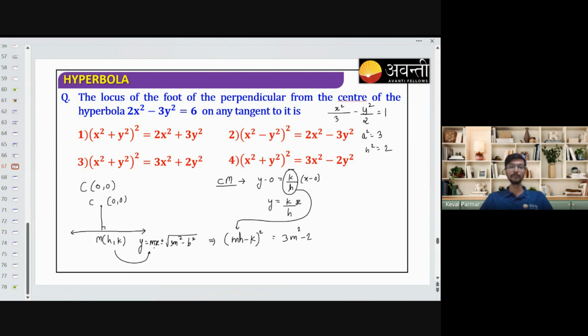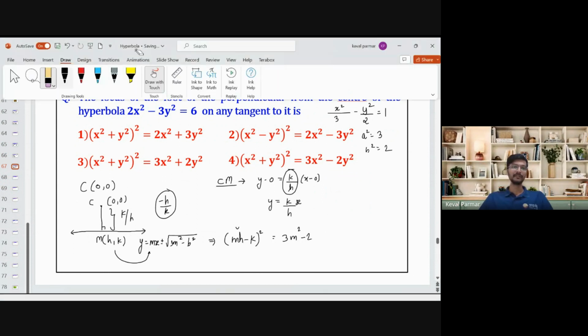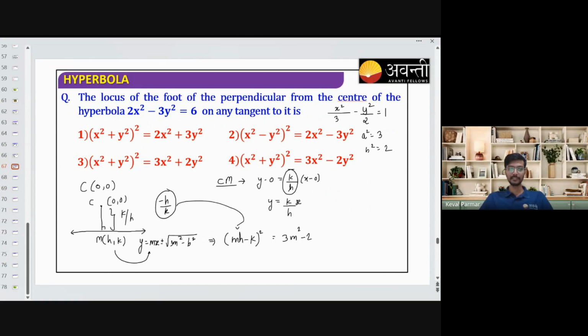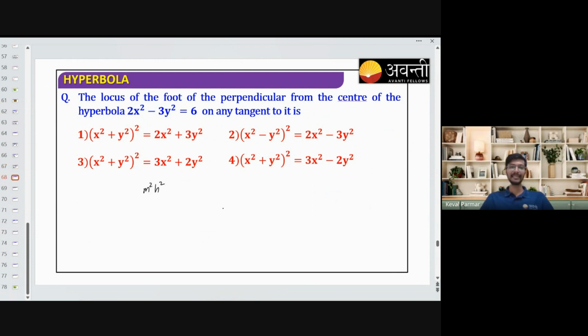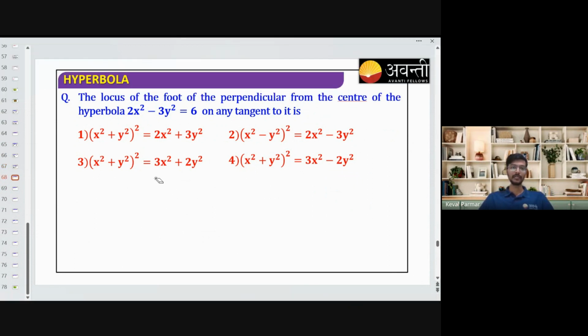M is the slope of this line. The slope of this line is k by h. The slope of this line will be minus h by k. We have to get the slope of this line, minus h by k, guys. Substitute minus h by k here. So if I try to substitute, I'll get h square by k. Am I right or wrong, guys?